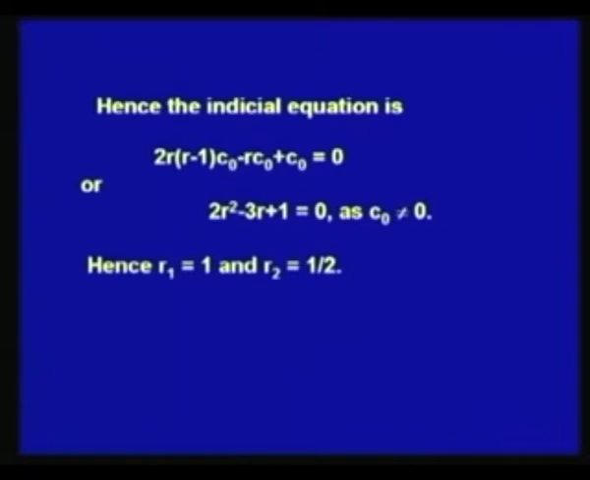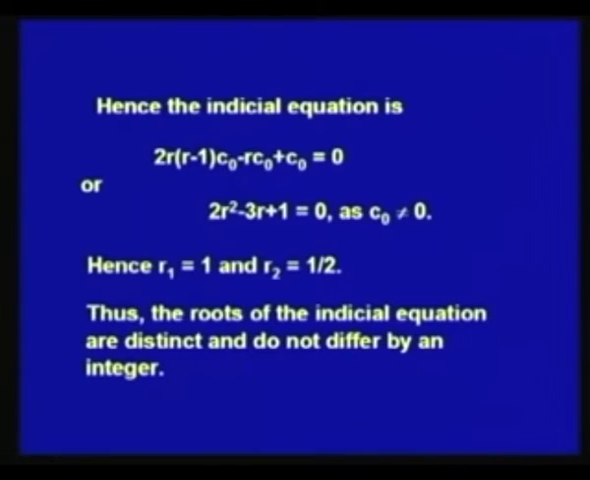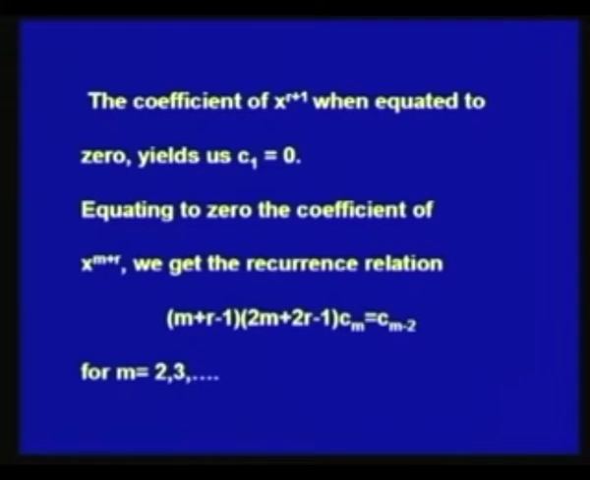The coefficient of x to the power r, we put 0 equal to 0 and get this initial equation, from where we have 2r square - 3r + 1 = 0, as C naught is not equal to 0, and then the roots of this equation are r1 equal to 1 and r2 equal to half. Both these roots are distinct and do not differ by an integer, and so next we put the coefficient of the next higher power of x equal to 0.